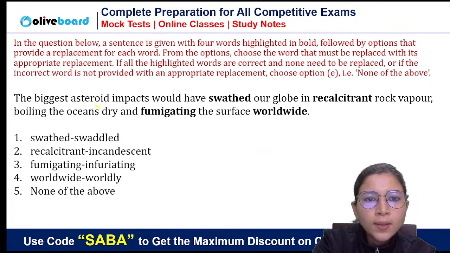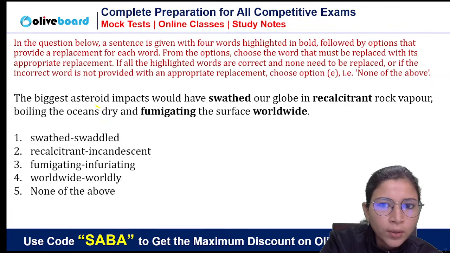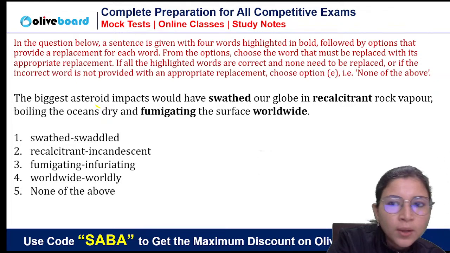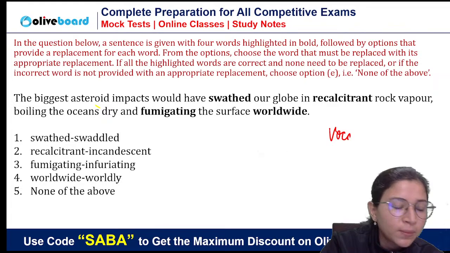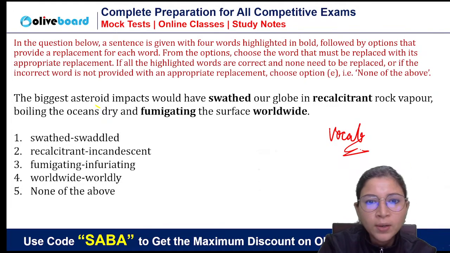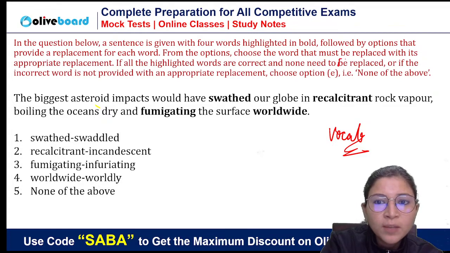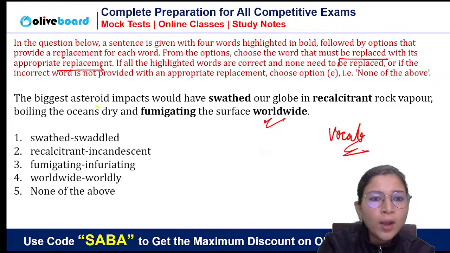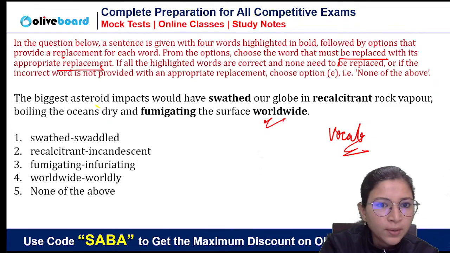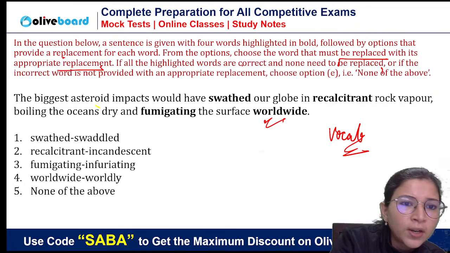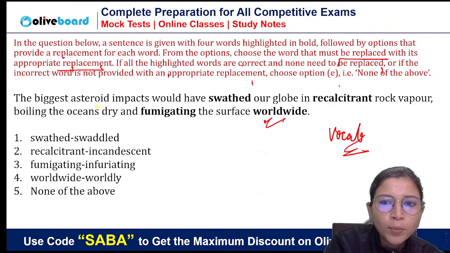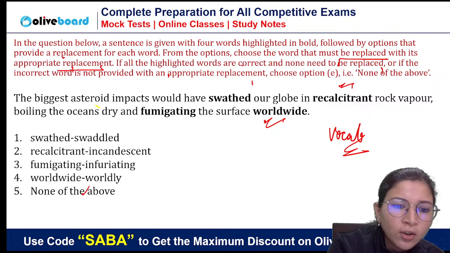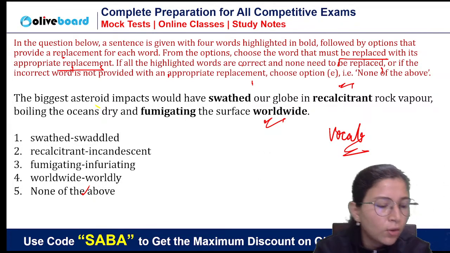See what it is saying. In the question given below, a sentence is given with 4 words highlighted in bold, followed by options that provide a replacement for each word. Now see, it is also replacement, but it is vocab based replacement, isn't it? From the options, choose the word that must be replaced with its appropriate replacement. So some word is wrong here, and then you have to get it with the appropriate replacement. If all the highlighted words are correct and none need to be replaced, or if the incorrect word is not provided with an appropriate replacement, choose option E, none of the above. If all are correct, then also none of the above. If none of the replacement is correct, then also none of the above.